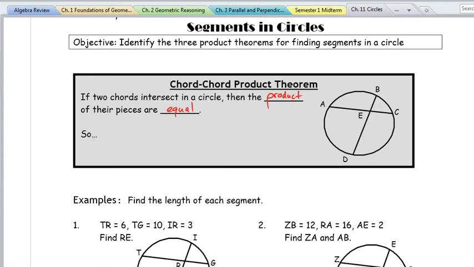In other words, if we had AE, EC, BE, and DE, let's go ahead and just label them X, Y, A, and C. Doesn't really matter. What we would say is that X times Y is equal to A times C. And that's it. So the two products are equal to each other.